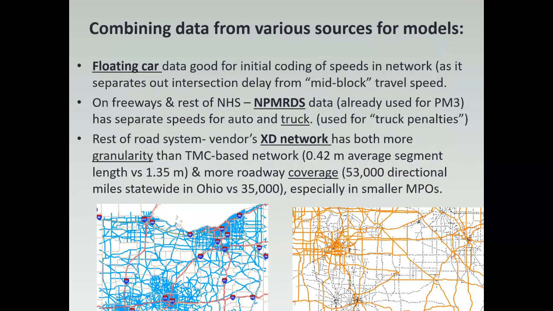Now, combining data from the various travel time sources that are out there, again, still making use of floating cars, because unlike our GPS data, we conducted that in a way that we can separate out the intersection delay from mid-block travel speed. So it's still useful for the initial coding of travel speed on model networks. Then the GPS data sources provide route by route, segment by segment, the validation at specific locations.